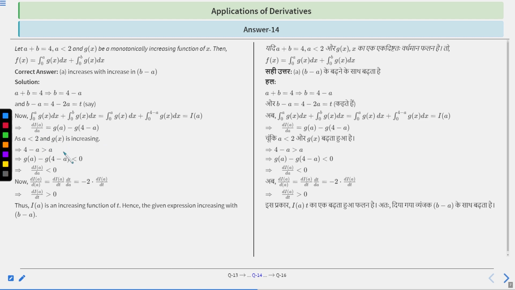Now, as a is less than 2 and g(x) is increasing, therefore 4 minus a will be greater than a. Clear? You can easily see 4 minus a will be greater than a. Therefore, g(a) minus g(4 minus a) is less than 0, because g(x) is an increasing function. That is, if 4 minus a is greater than a, then g(4 minus a) will be greater than g(a), right? Therefore, d of I(a) upon da is less than 0.